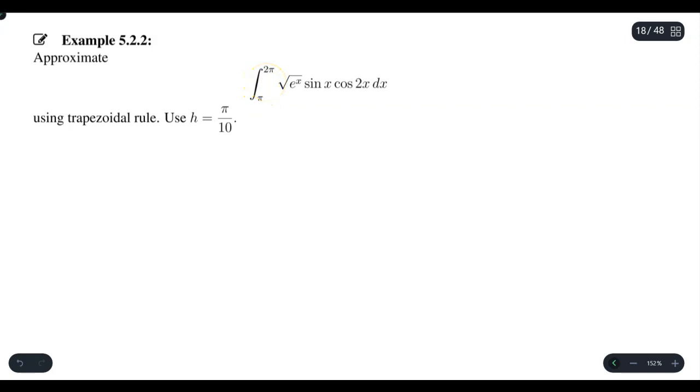But first, please make sure that your calculator is in radian mode, because you have trigonometric functions over there. And you are given that h is pi over 10.